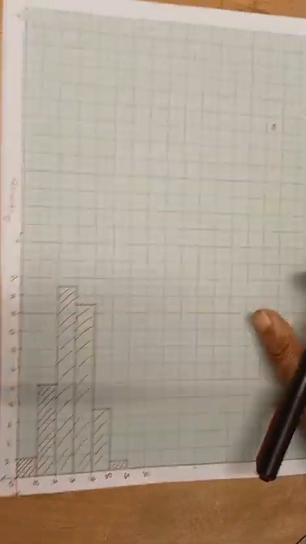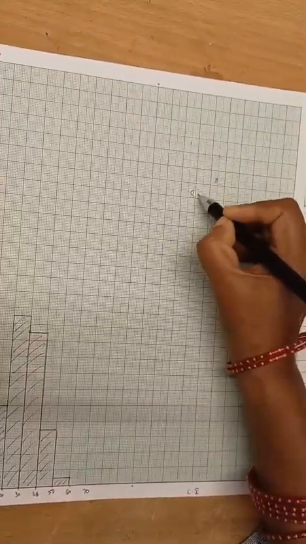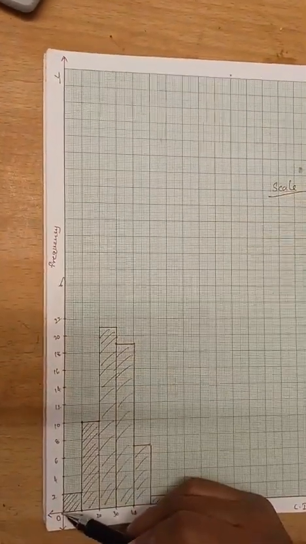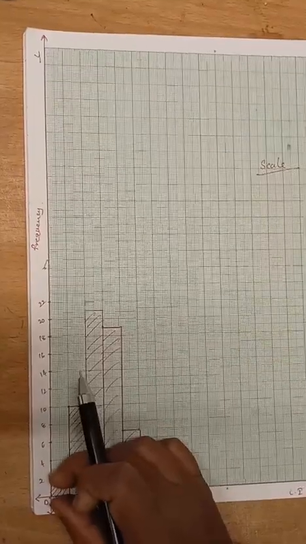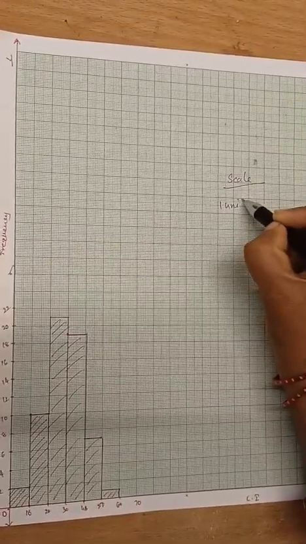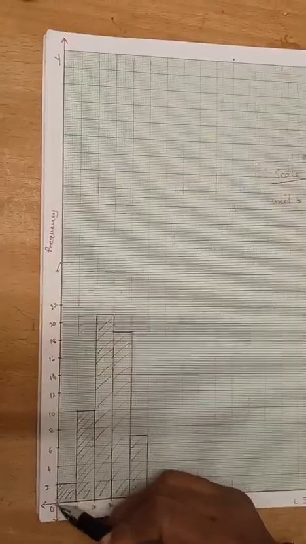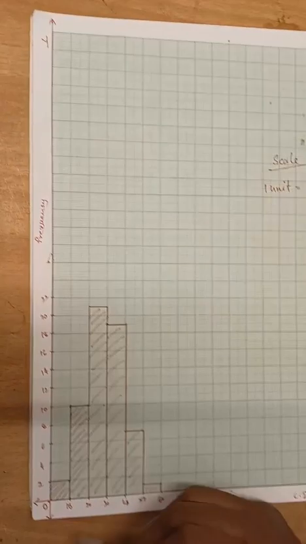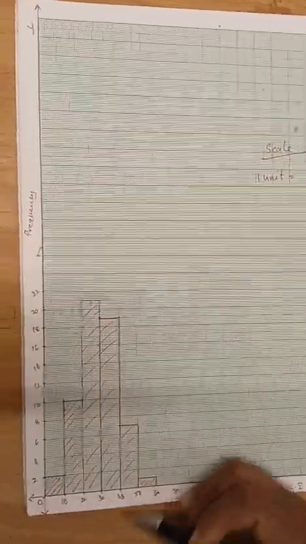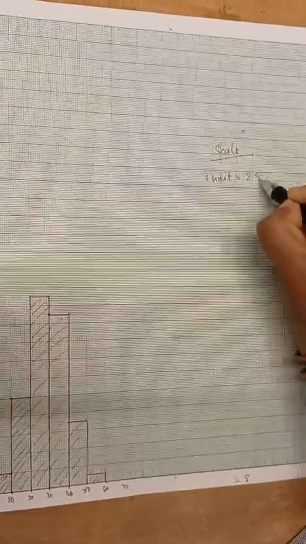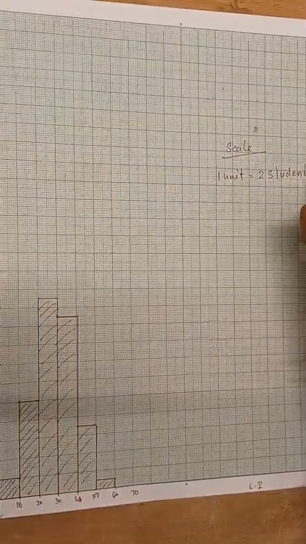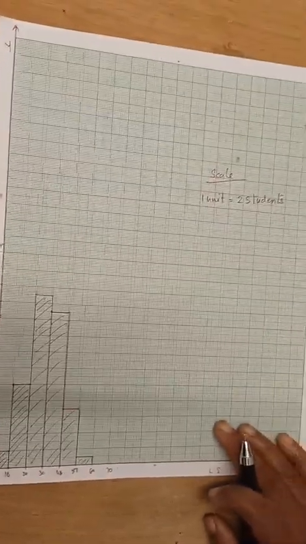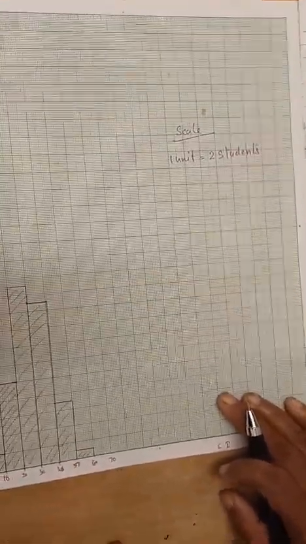Now we have to draw the scale. Scale means what you are taking on the y-axis: from 0 to 2, one box, we call it 1 unit. 1 unit is representing 2 students, because the frequency is the number of students who scored between 0 and 10. So 1 unit represents 2 students. This is the scale for this histogram. Now I think everyone will be clear about this histogram.